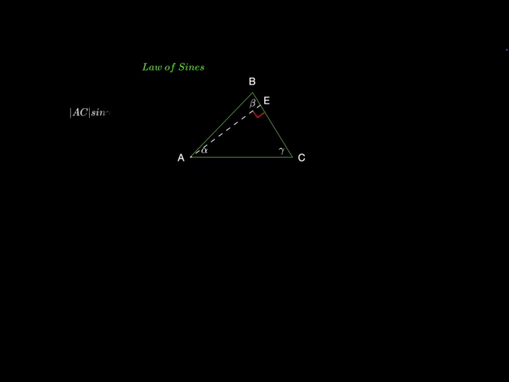Considering triangle ACE, we note that AC sine of gamma is equal to the length of that altitude AE. If we consider triangle ABE, we can refer to the length of AE as AB sine of beta. Equating these two expressions for the length of that altitude, and then dividing by sine of gamma and sine of beta, we have an equation that equates ratios of sides to opposite angles.